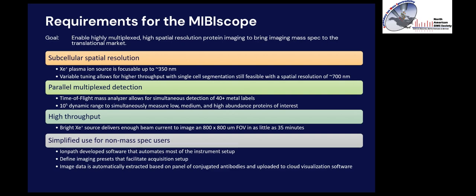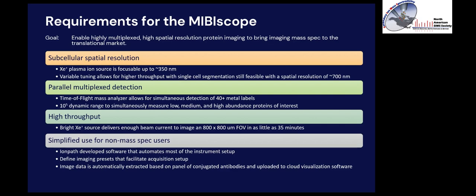We need a parallel multiplexed detection, so that's why we use a time-of-flight mass analyzer here. That gives us simultaneous detection of the 40-plus metal labels that we may be using in a panel that we would stain the tissue with. We have a 10 to the 5th dynamic range to simultaneously measure those low, medium, and high abundant proteins of interest. And then really one of the main keys is the high throughput that we need.